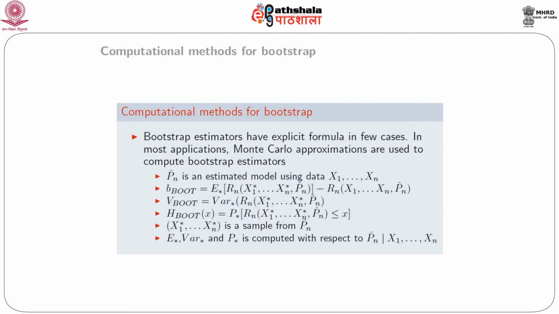Now, let P_n hat be an estimated model using data X1 to Xn, and the bootstrap bias is E star of R_n(X1 star to Xn star, P_n hat) minus R_n(X1 to Xn, P). So, that is the bias for the bootstrap. The variance for the bootstrap is variance star of R_n(X1 star to Xn star, P_n hat), and H_boot(x) is the probability star that R_n(X1 star to Xn star, P_n hat) is less than or equal to x, where X1 star to Xn star is a sample from P_n hat. E star, variance star and P star are computed with respect to P_n hat given X1 to Xn.